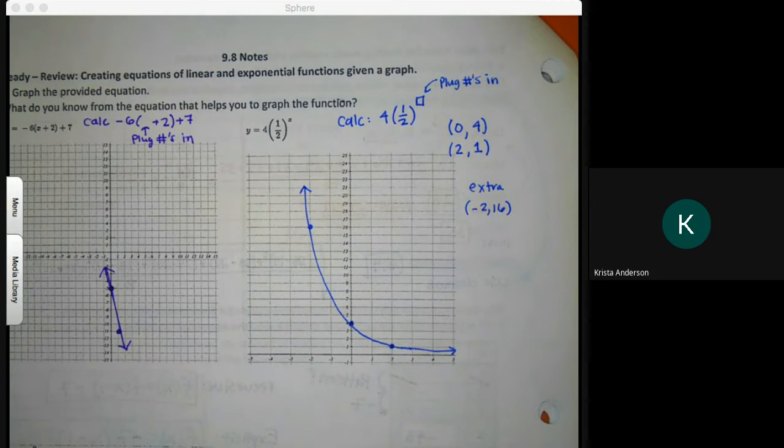Alright, we're going to do the next two. They are similar. One will be a line, one will be exponential. If you want to work ahead, you may, and try and graph them on your own and then compare your graph to mine.